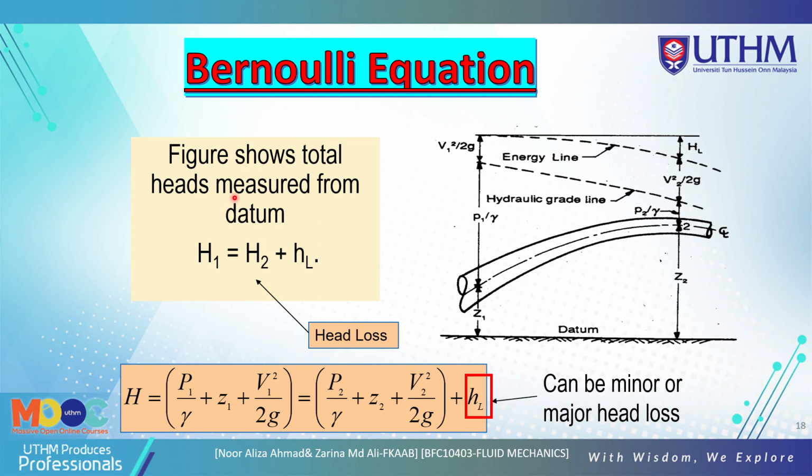The head losses are based on this figure here. H1 at Z1 is equal to H2 plus HL, the head losses between section 1 and section 2. So H1 and H2 are based on these sections, and we just call the loss HL. So we use the Bernoulli equation.